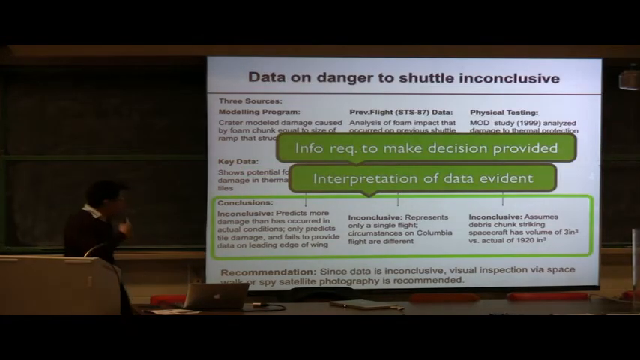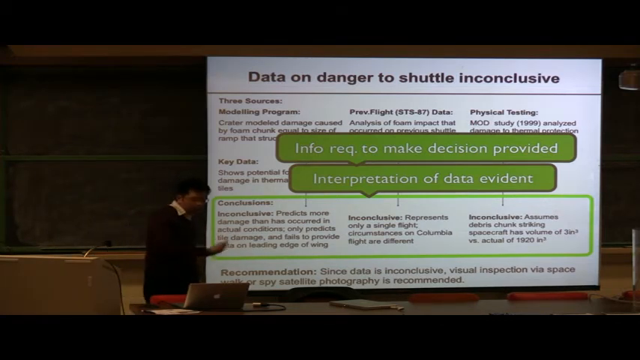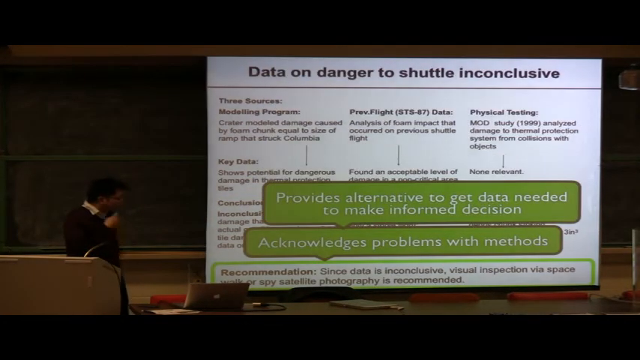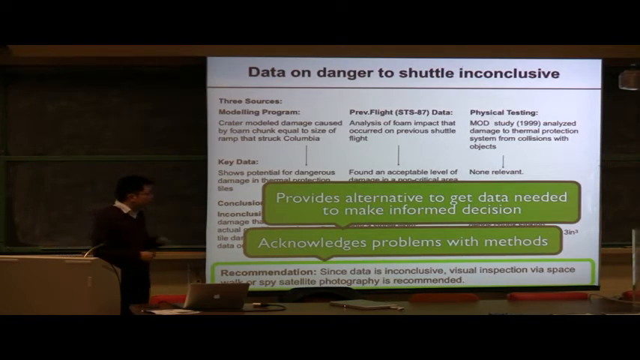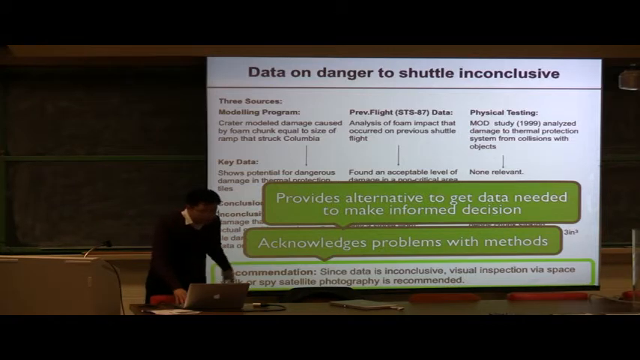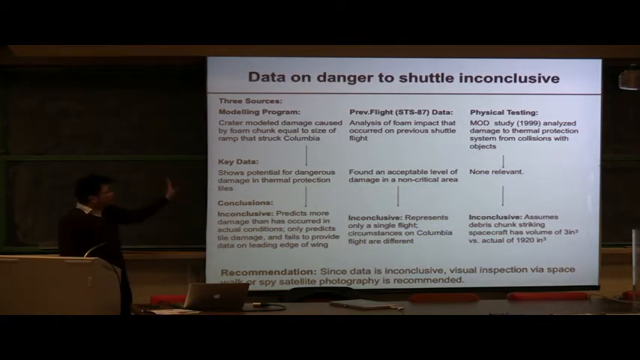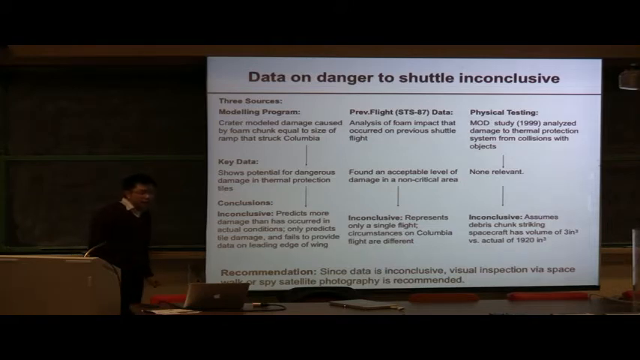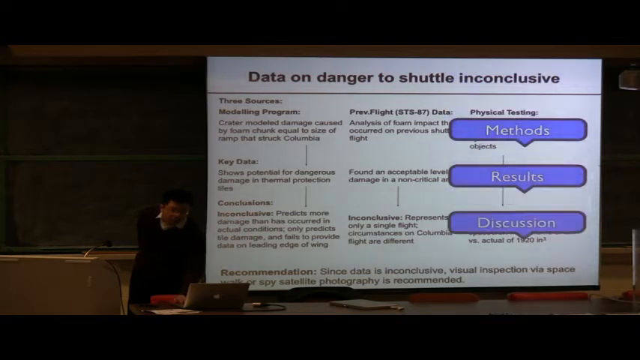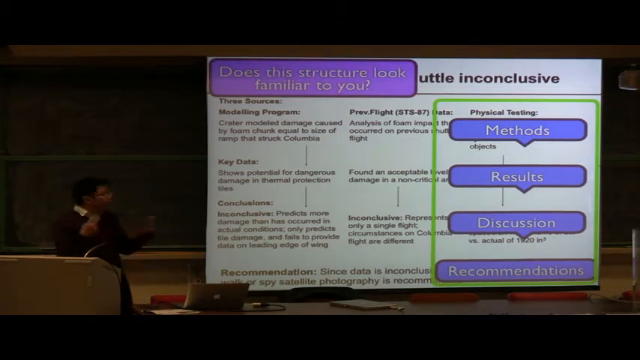And again, we have the conclusions, we have the interpretation of the data, we have the information that's required to make a decision provided, and finally, we have a set of recommendations, right? That acknowledges the problems with the method and provides an alternative to get the data needed to make a more informed decision, because that was ultimately the point that came out of that slide. So one thing I want to point out to you very quickly about this rearrangement of that slide is, if you look very carefully, we see method, results, discussion, recommendations, or conclusion. Does that structure look familiar to you?